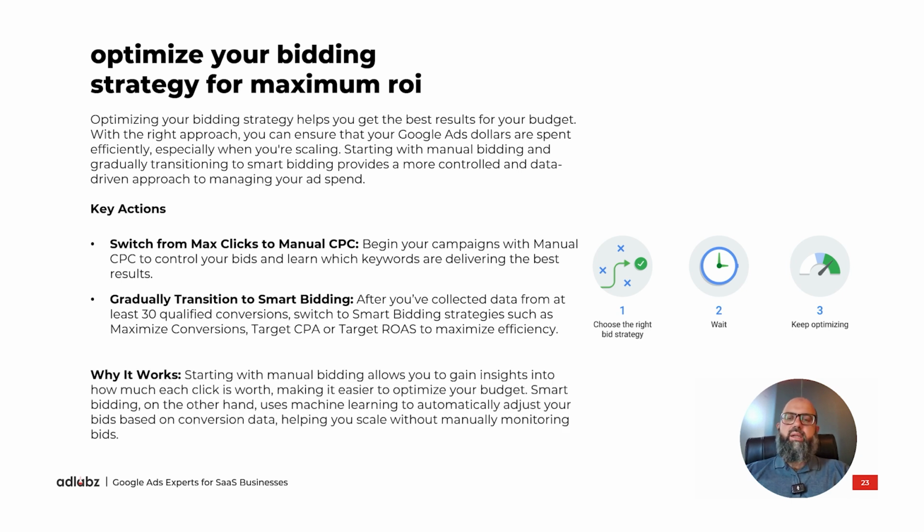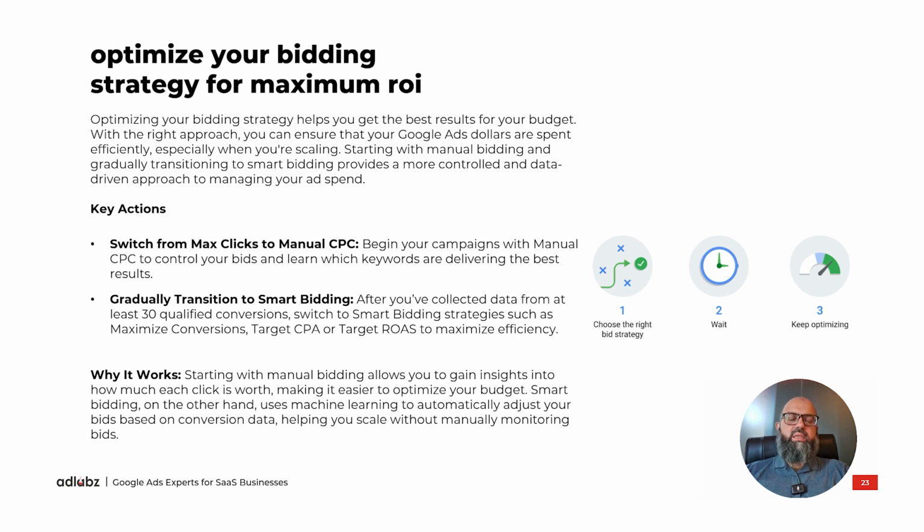So why does this work? Starting with manual bidding allows you to gain insights on how much each click is worth. So it makes it easier to optimize your budget, and the budget remains in your control. Otherwise, if you switch to smart bidding without accurate conversion data in your account, Google may not know what type of keywords to bid high on and what type of keywords to bid low on, and it may result in very high CPC clicks.